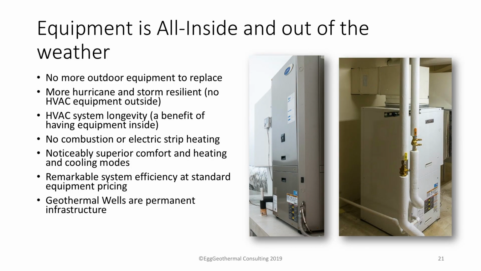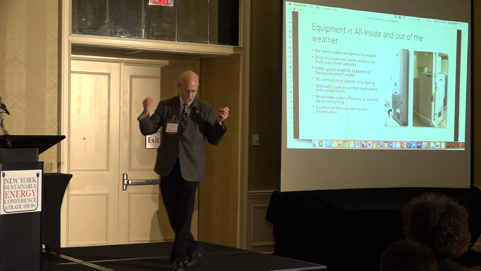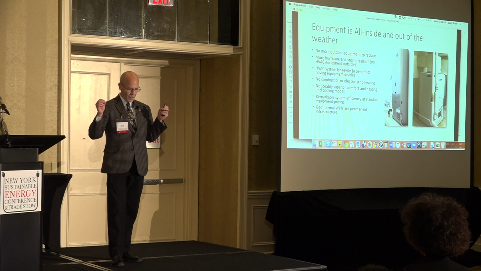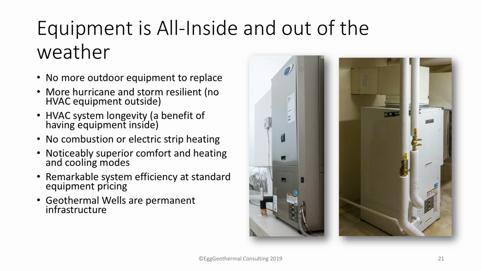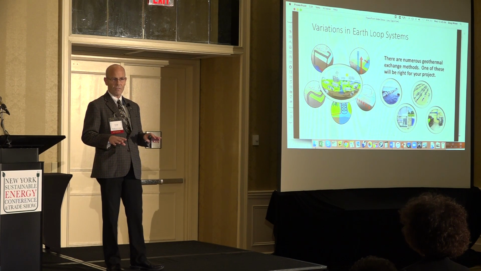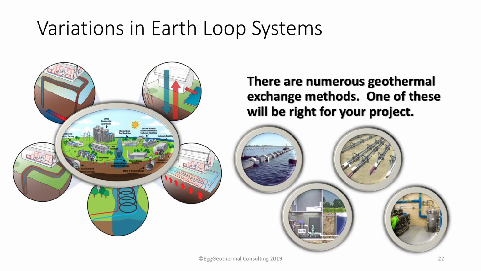Here's what a geothermal heat pump looks like. They're generally the size of a forced air furnace. And they go into a closet, above an attic, wherever you want in your building. No more outdoor equipment to worry about. Hurricane proof. Why? It's inside. Longevity, because there's nothing outside to wear away. No combustion, superior heating and cooling, remarkable system efficiency, the best system efficiency you can possibly get, and you're dealing with permanent infrastructure. If I were to start talking about the variations in geothermal exchange, you'd be here for 8 hours. So just look at the picture and know that there are a lot of ways to do it.